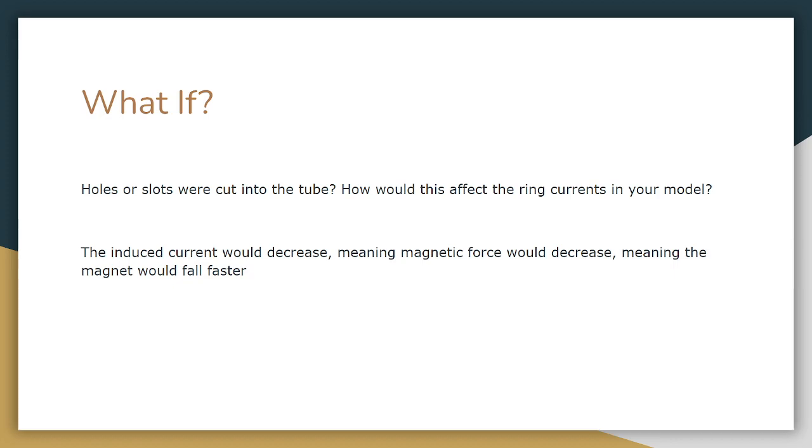On the opposite side of that, if holes and slots were cut into the tube, how would this affect the ring currents in your model? The induced current would decrease because the rings are made shorter, and of course this would mean the magnetic force would decrease, and this would mean that the magnet would fall faster because the magnetic flux is decreased. It's not as intense.